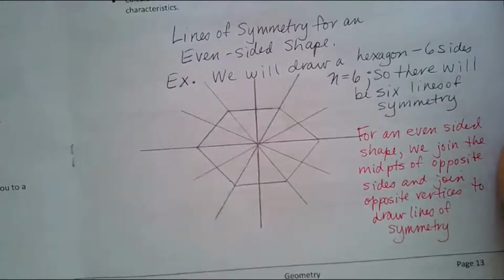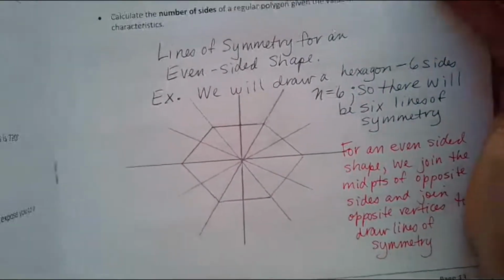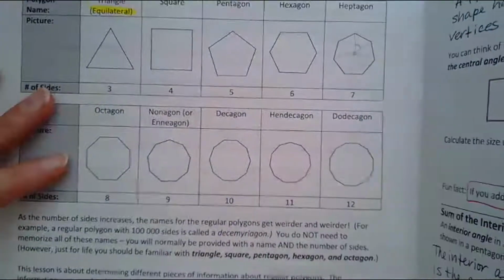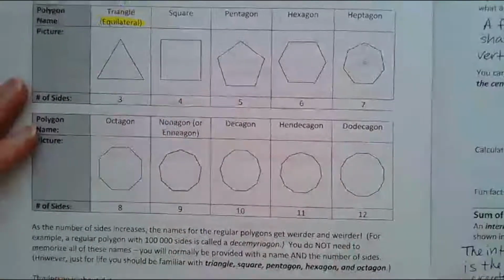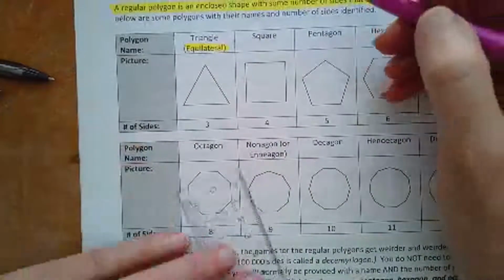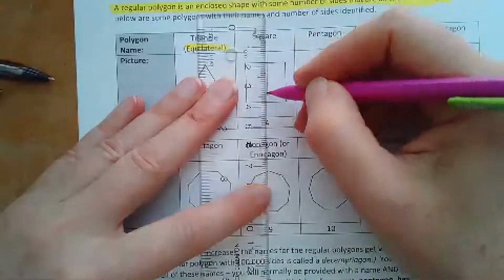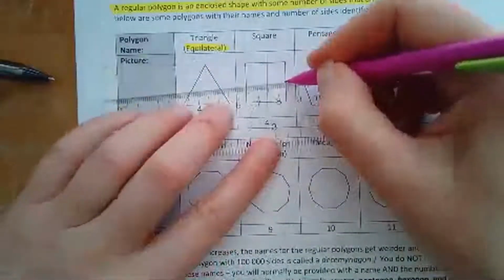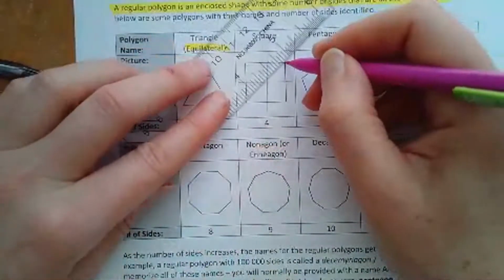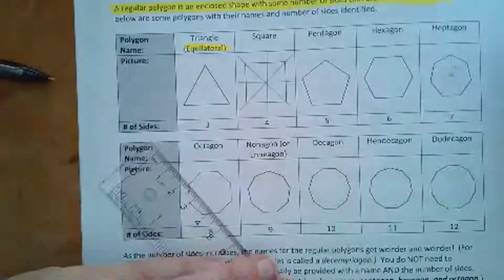I tried to draw my hexagon nicely, but it didn't really work. I'm going to flip backwards to, let's look at page 8. Let's draw some lines of symmetry. Let's do the square. Let's draw the lines of symmetry on a square. Okay, it's even-sided, right? 4 sides. So I'm going to connect the midpoints of the opposite sides. 1, 2, and then I'm going to connect opposite corners. 3, 4. Okay, those are lines of symmetry.